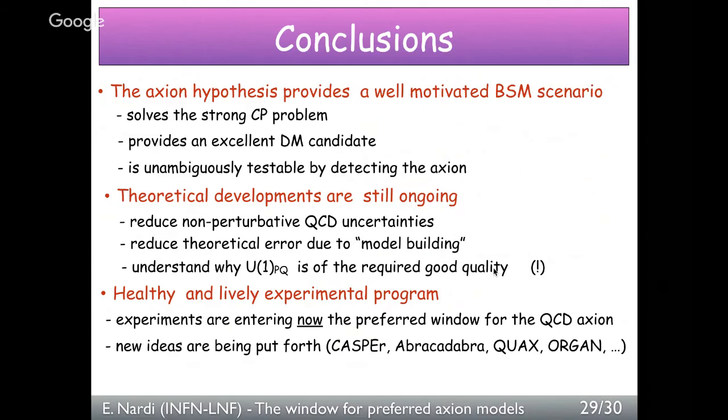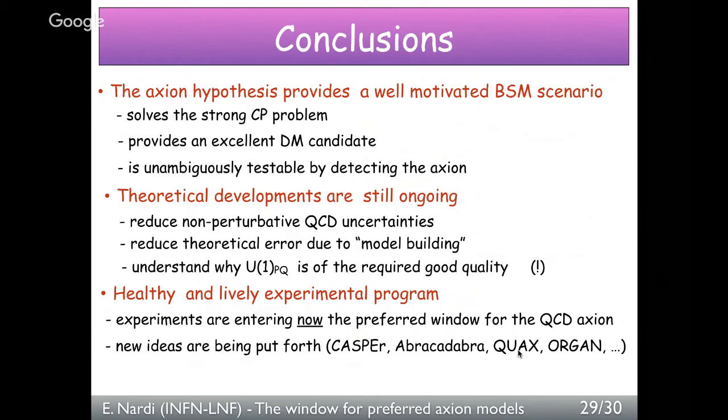There is a healthy and lively experimental program. Experiments are entering now the preferred axion window for the QCD and for the DFSZ axions. So still these windows have been only scratched a bit. In the next years, the intense experimental program will explore a large portion of this window. New ideas are put forth. For example, CASPEr, which I mentioned before, is an interesting experiment because it wants to measure the axion coupling to nucleons, not to photons. So even in our region of parameter space where the axion decouples from the photon, CASPEr will be able to get a signal.